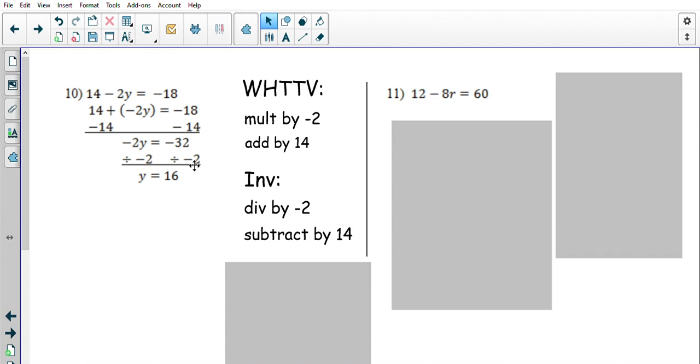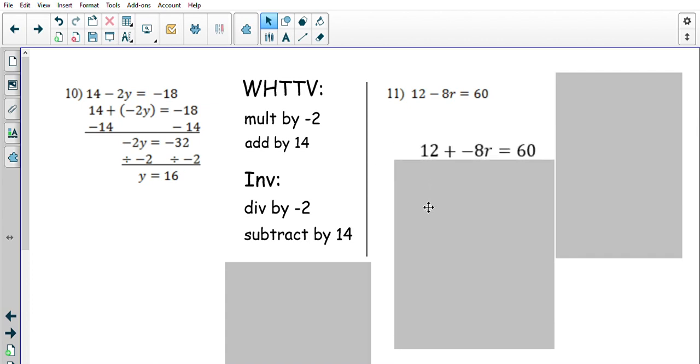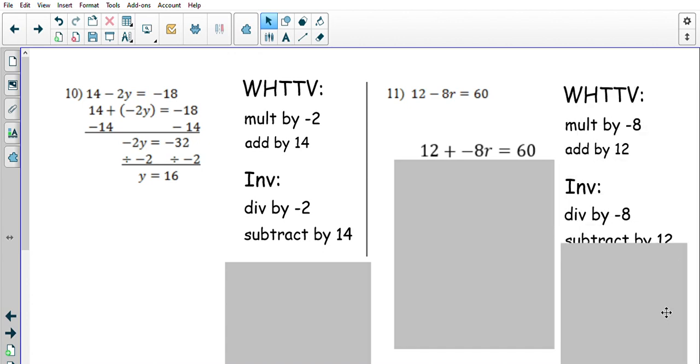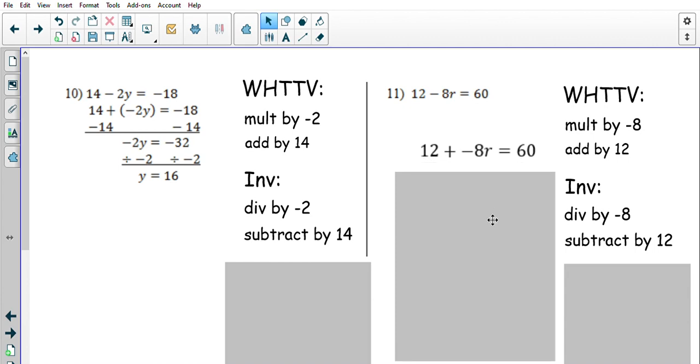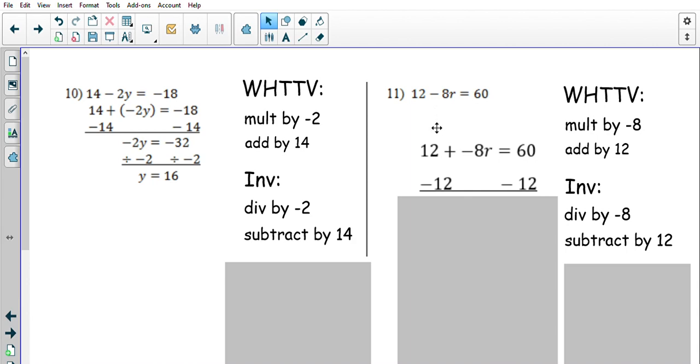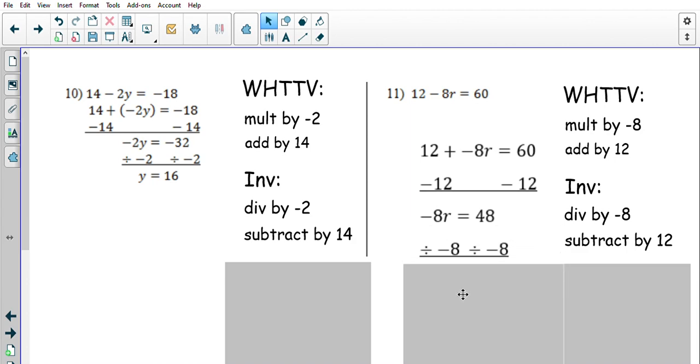Let's go ahead and give number 11 a try. Start by adding the opposite and rewriting this thing as 12 plus negative 8r equals 60. The things that are happening to the variable are that we're multiplying by negative 8 and adding by 12. So our inverses are to divide by negative 8 and subtract by 12. So remember, we want to work in reverse order. Let's subtract 12 from both sides. It's going to cancel out on the left-hand side. You're going to be left with negative 8r equals 48, since 60 minus 12 is 48. Now divide both sides by negative 8 to get your final solution. Hopefully you recognize it should be negative 6.